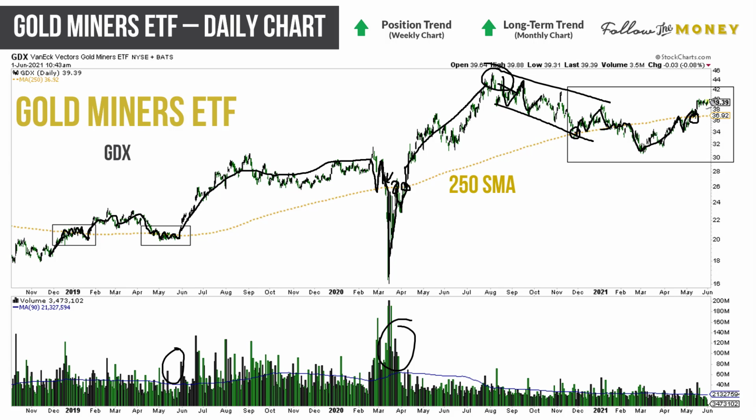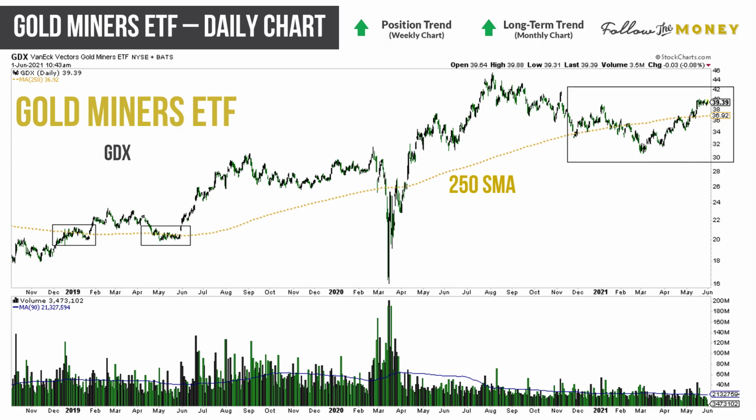And now it's in this, as we talked about, that little sideways box. You see that? There's the consolidation that's happening after that pretty nice rally that we've had so far this year, especially since the beginning of February or middle of February. So there's GDX on the charts.